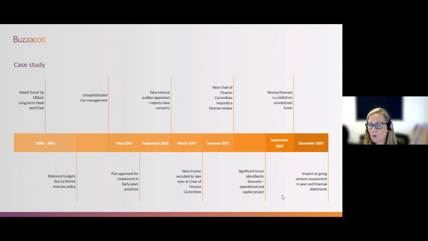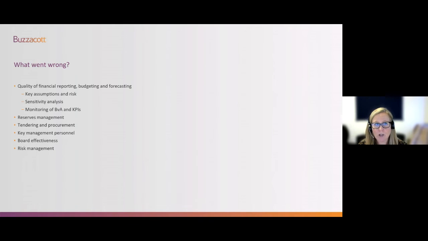So if we move on to the next slide, and really just to unpick the case study a little bit and think about what went wrong or what other things could have been thought about in this example. And as I said, it is fictitious, but it hopefully can help illustrate how important it is to have that effective governance oversight and really making sure that the financial information that you're presented with, the audit findings that you're provided with, are properly interrogated and challenged in a timely manner.